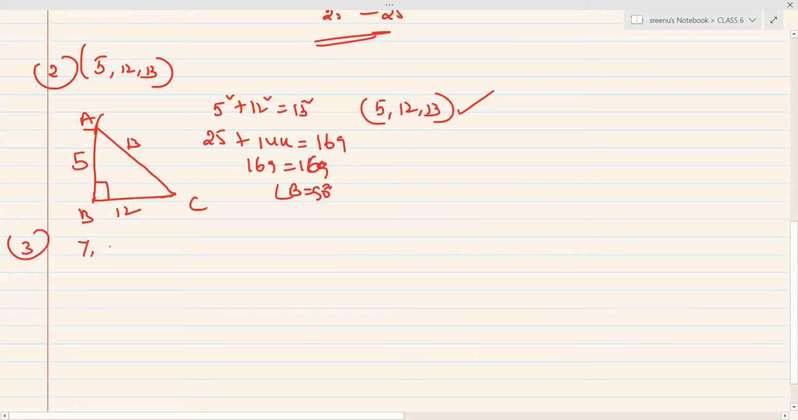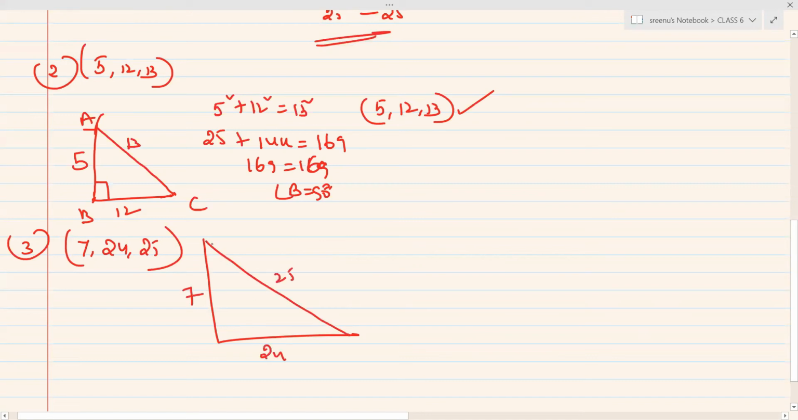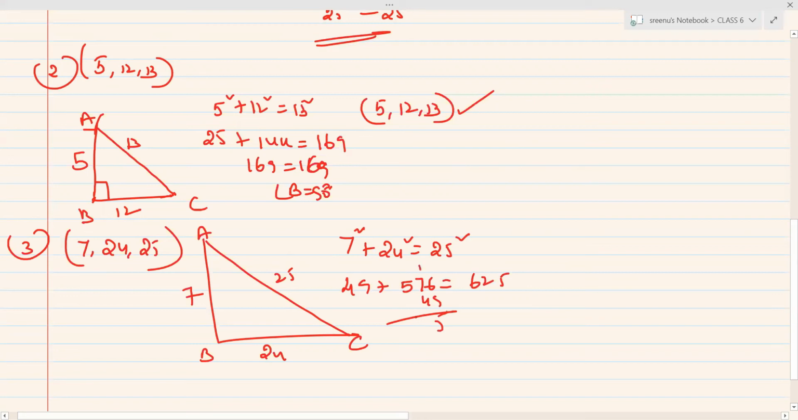One more example, 7, 24, 25 we will take. So 7 units here, 24 units here, 25. Always the longest side you should take as hypotenuse. So like this, 7 square plus 24 square is equal to 25 square. 7 7s are 49. So 576, 625. How much will we get here? Yes, 625 is equal to 625. Hence, 7, 24, 25 makes a right angle triangle, and we can call them Pythagorean triplets.